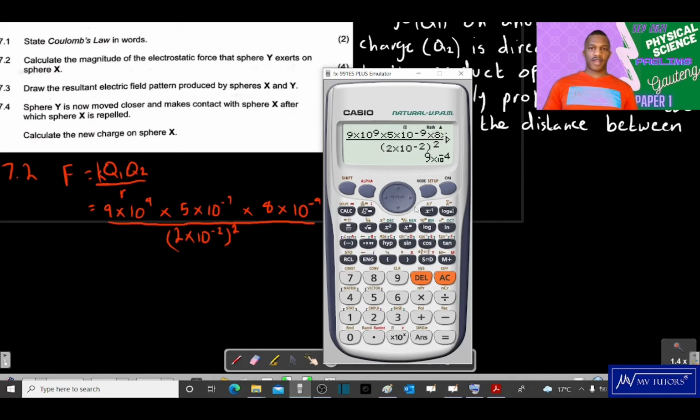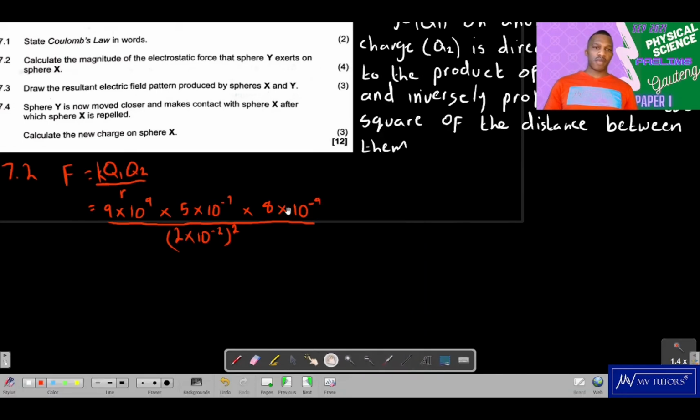Okay, and then our final answer is 9 times 10 to the power minus 4. Thank you very much, calculator. So the final answer was 9 times 10 to the power minus 4 newtons. That is our force.